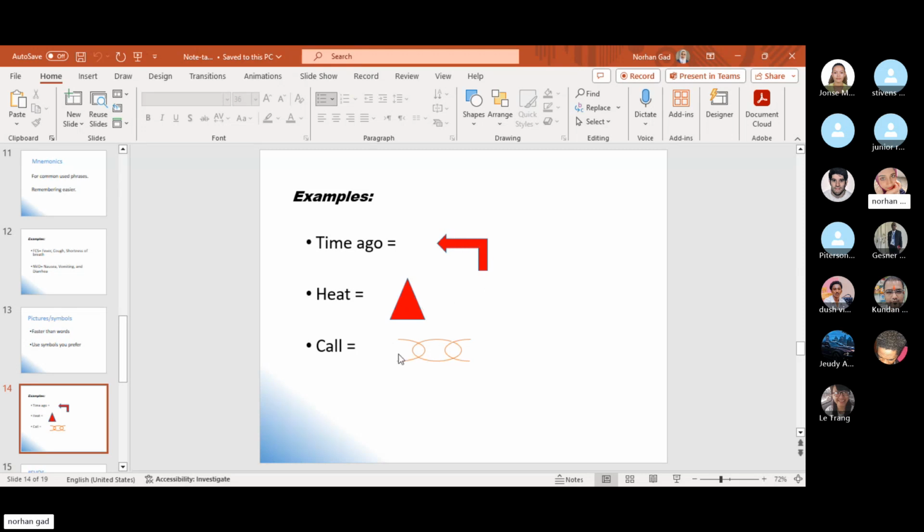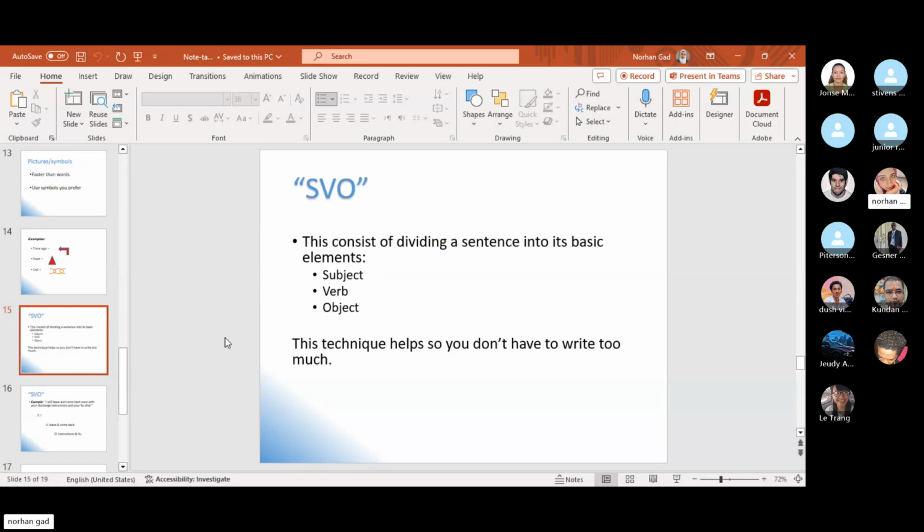Okay? And for anything related to heat or temperature, you can just put a triangle. Someone's talking about a cold, they called yesterday, or someone is going to give them a call, whatever. Instead of writing down the word, you can just put this simple symbol, and that's it. Okay. This is also another method.